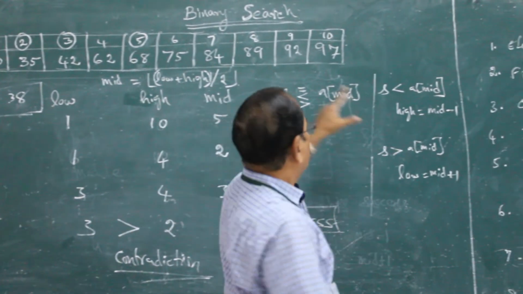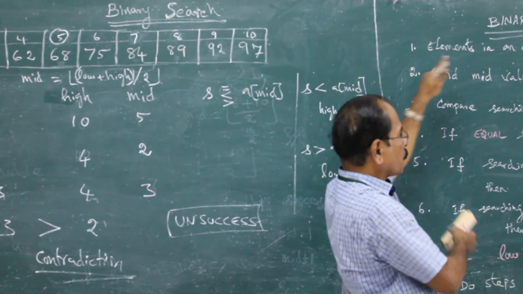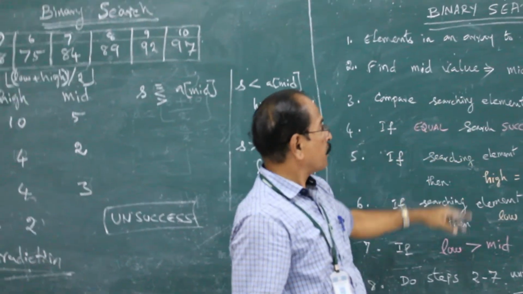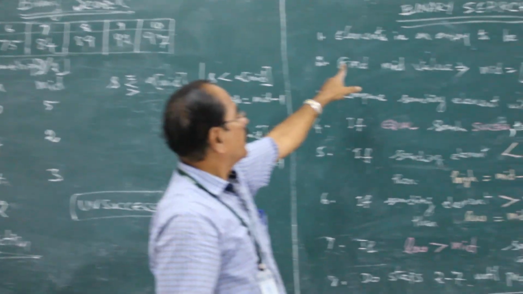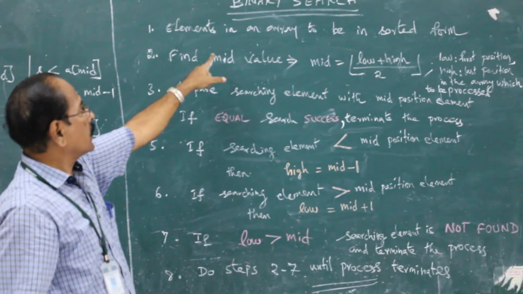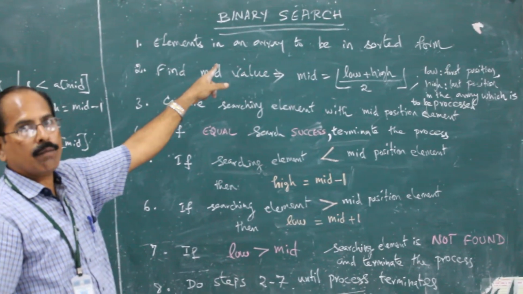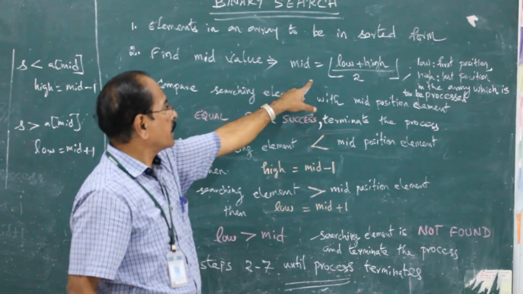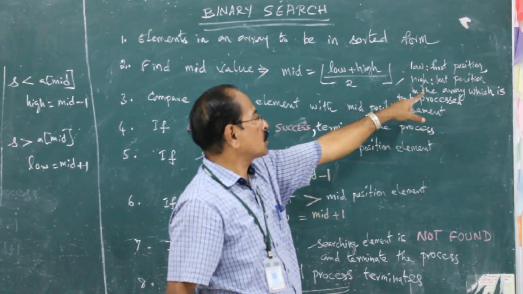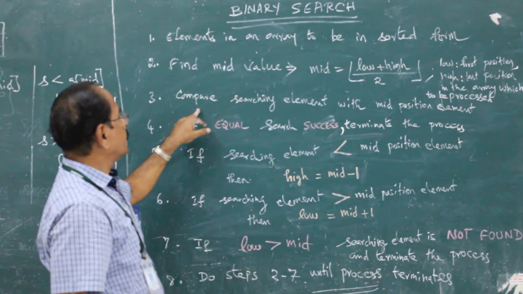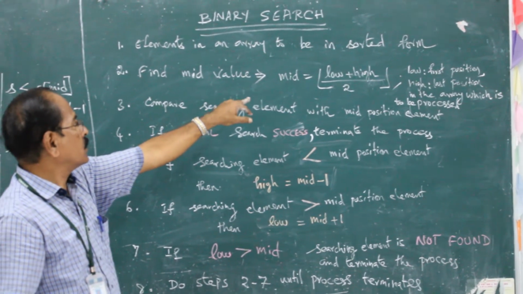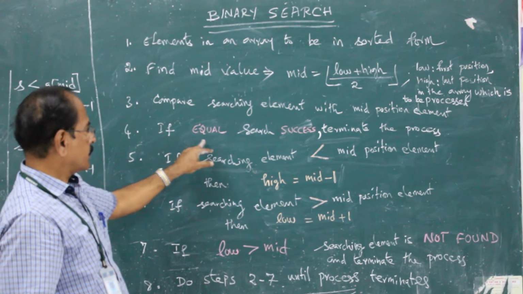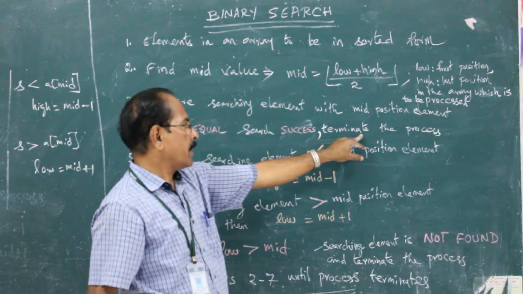Now we can sum up all the procedure in the algorithm. In the binary search algorithm, first we have to arrange all the elements in sorted form. Then only can we apply the binary search procedure. We have to find the mid value using this formula, where low is the first position and high is the last position in the array. Then compare the A of mid position element with the searching element. If both elements are the same, then the search is success and we can terminate the process.